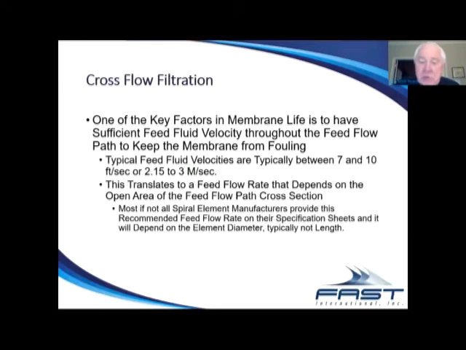In most instances with ultrafiltration systems, you don't have any velocity measurements. And often you don't even have any feed flow measurements. So we'll often recommend a feed flow rate per element that will translate with that feed flow path cross section to the feed flow velocities of 7 to 10 feet per second, or 2.1 to 3 meters per second. It is dependent upon the diameter of the element, the feed flow spacer thickness, the open area of the feed flow spacer, and is not determined by the length of the element. That is independent of that.